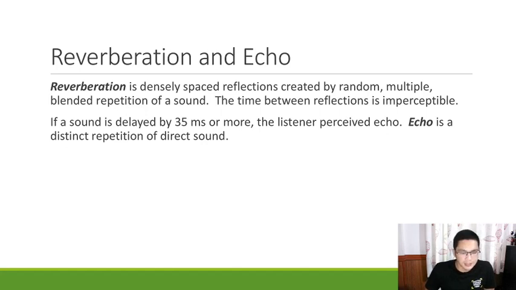If the sound is delayed by 25 ms or more, the listener perceives an echo. This is what we call an echo. An echo is a distinct repetition of the direct sound. So it is an indirect sound, and then we hear that voice again, but the delay is around 35 milliseconds. When that happens, we call it an echo.